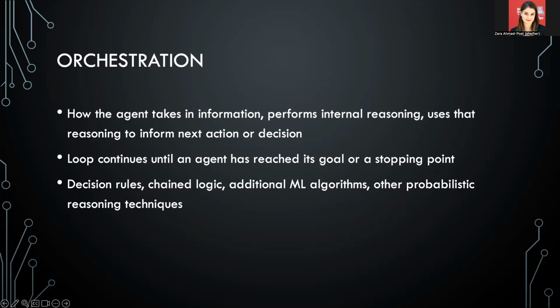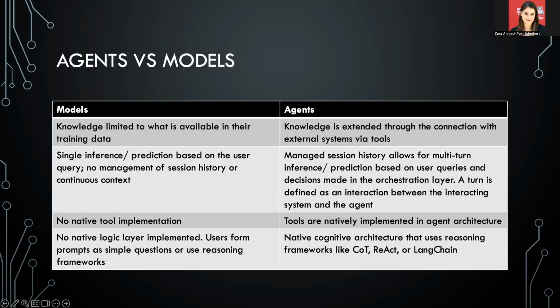There's lots of decision rules, lots of chained logic, chains. Anyone? Yeah, LangChain, we're getting into it. All right, and then there's additional machine learning algorithms, other probabilistic reasoning techniques, things like that. So again, agents and models, very different thing. Your agent is going to have knowledge that's extended from a connection with the external system via tools, right? Your model's just your model.